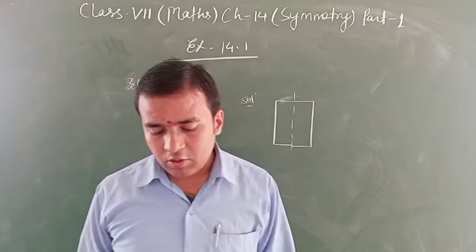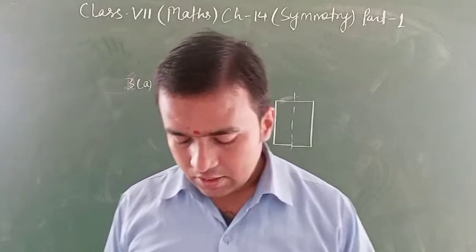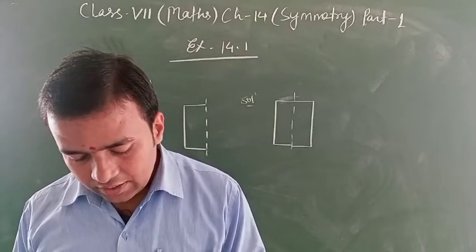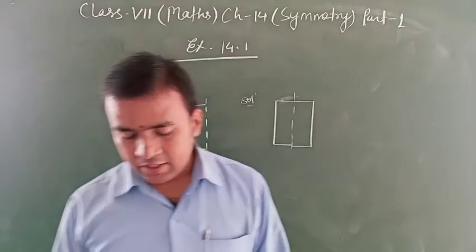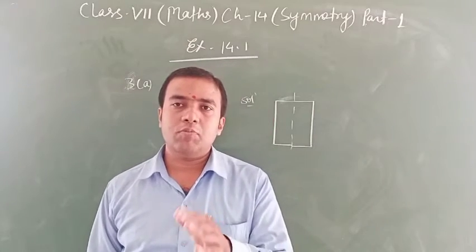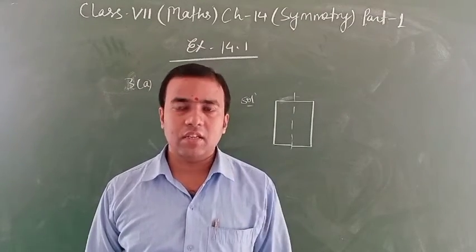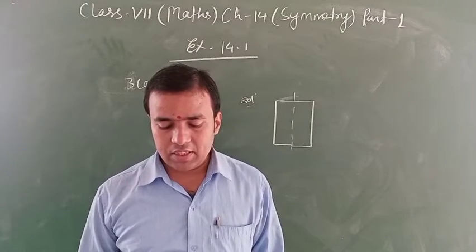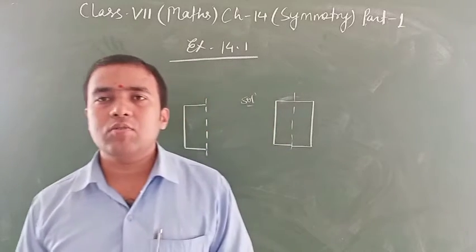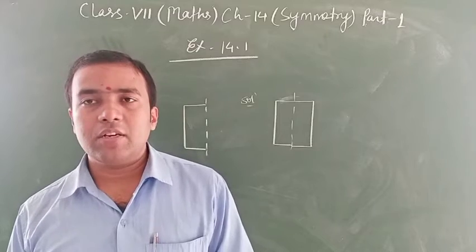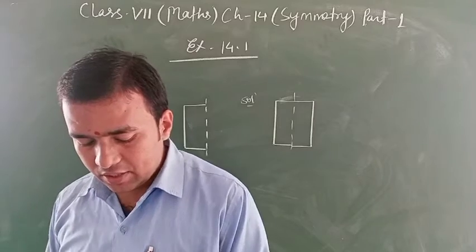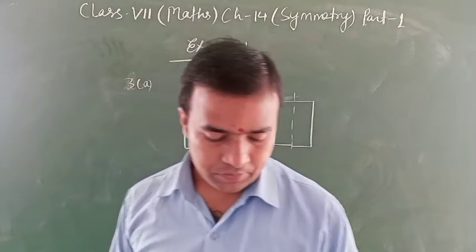In question number 4, the following figures have more than one line of symmetry. Such figures are said to have multiple lines of symmetry. Identify the multiple lines of symmetry in each of the following. It means many figures are given, asking how many lines of symmetry you can make there. Clear? Whatever figure is given, first you will look at it. After that you think how many lines you can make. So if an equilateral triangle is given, there are 3 lines of symmetry you can make. Clear? Many different types are given, you can make them.